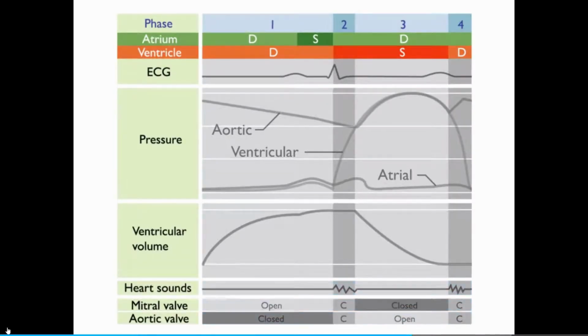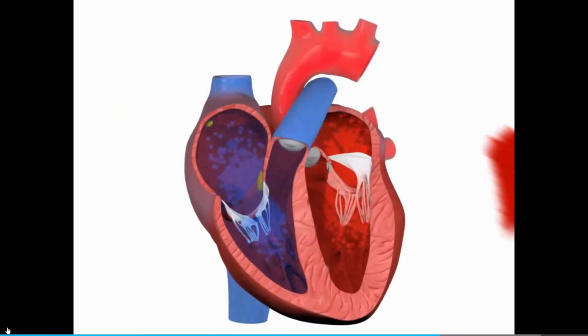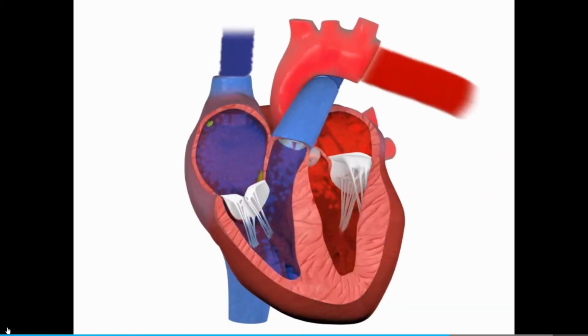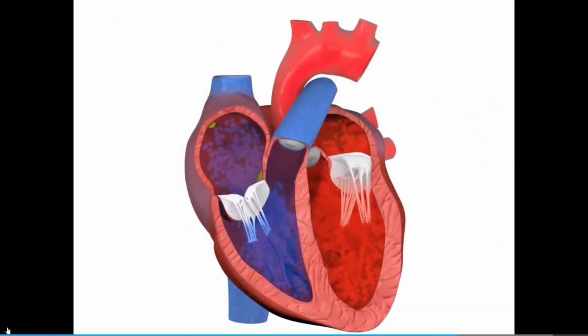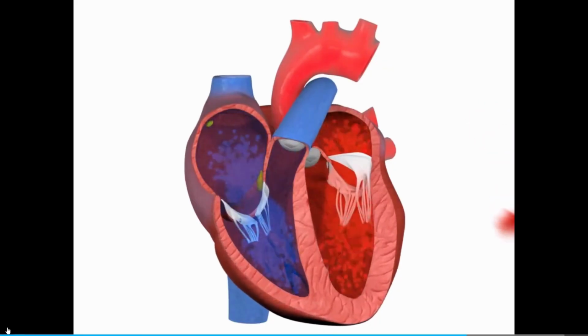For simplicity, these graphs display changes in valve position and pressure associated with the left side of the heart only. But keep in mind, similar patterns would also be occurring simultaneously on the right side of the heart.